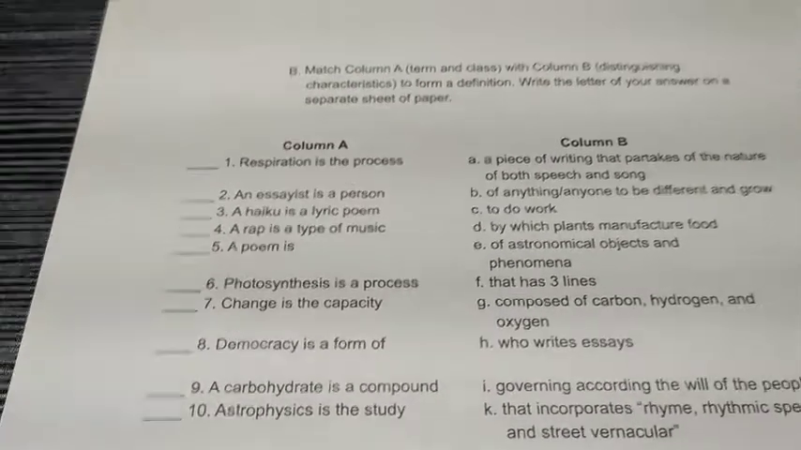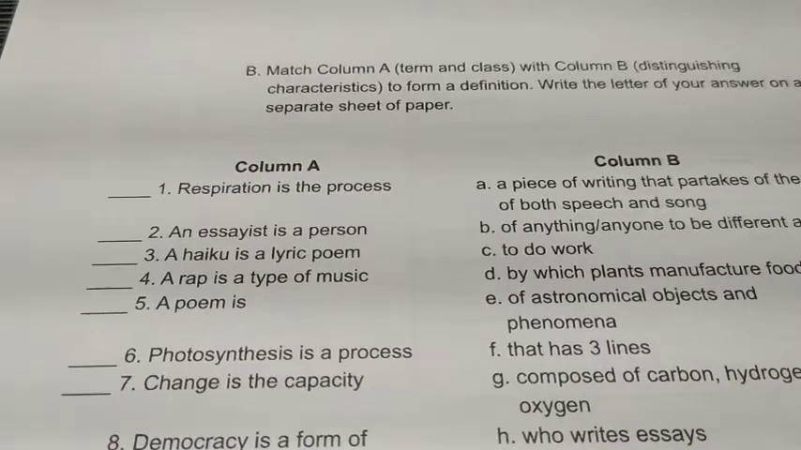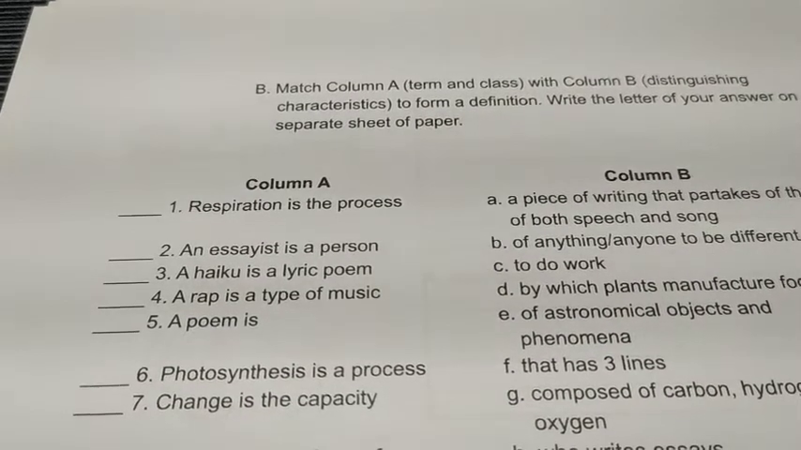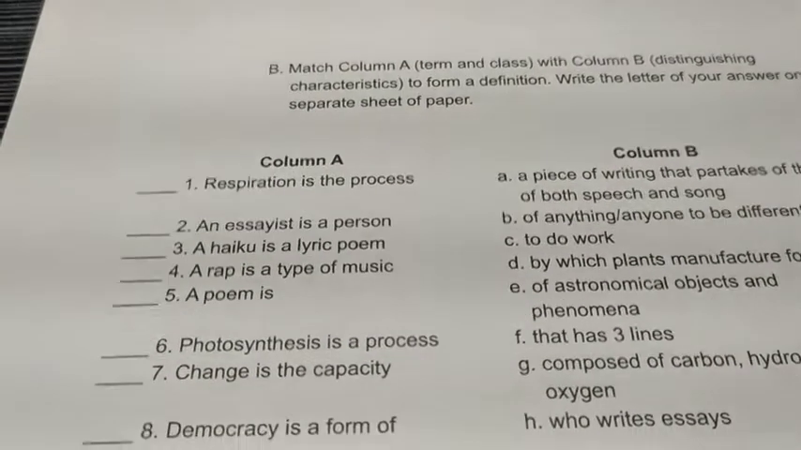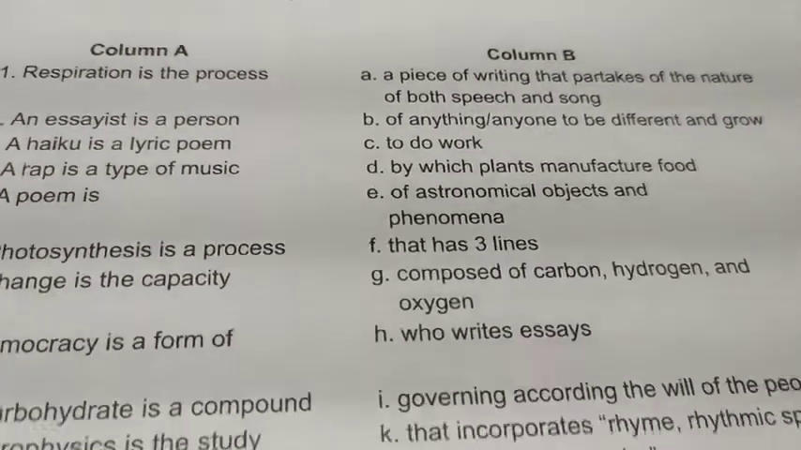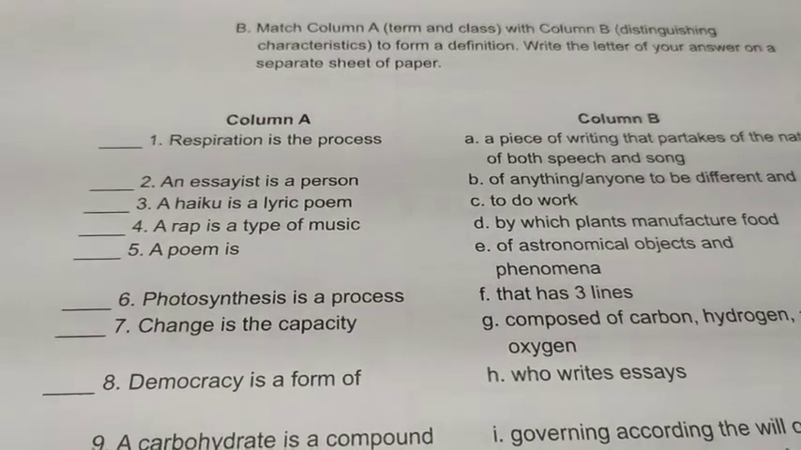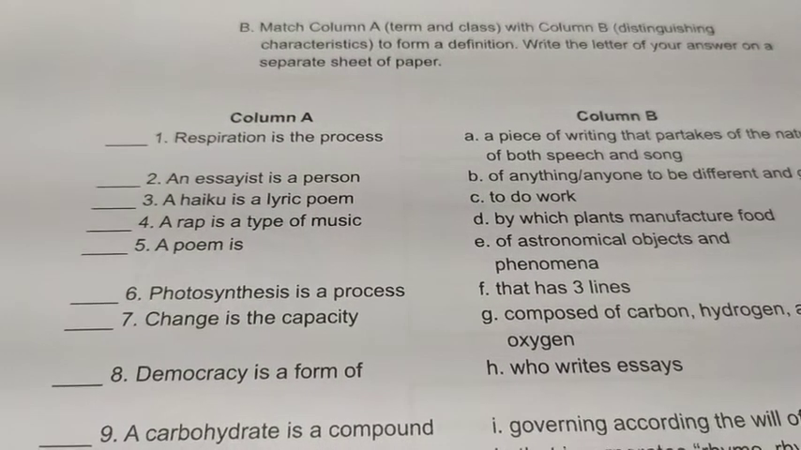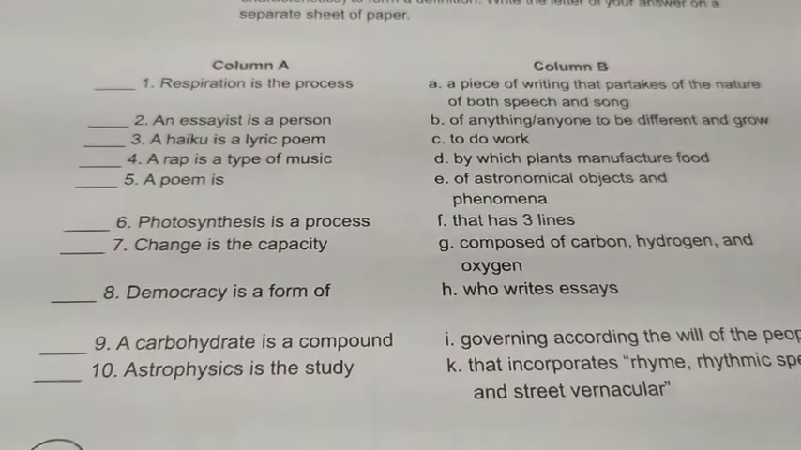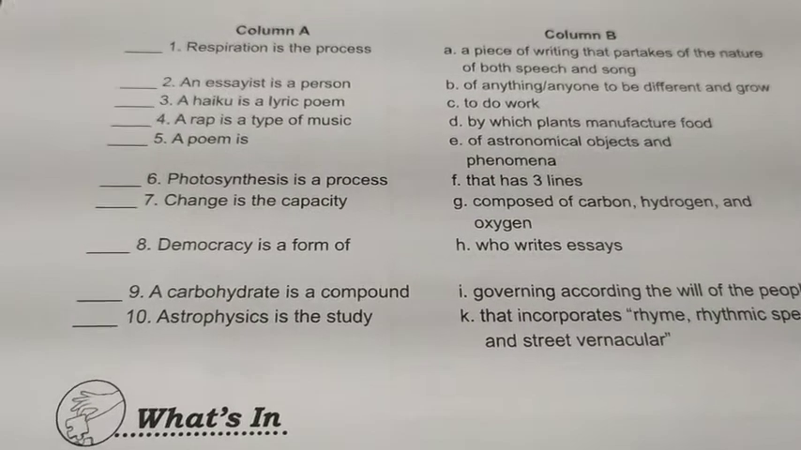it is matching type. So you will get what is the continuation of the definition here in column A. Then you will find the continuation in column B. So for example, respiration is the process. What do you think is the continuation of that? Is it A, B, C, D, E, F, G, H, I, or J? J is missing, so we have a K here.